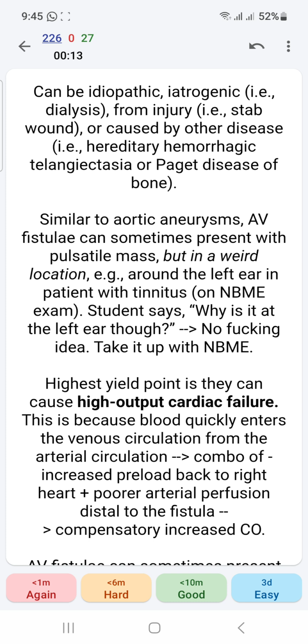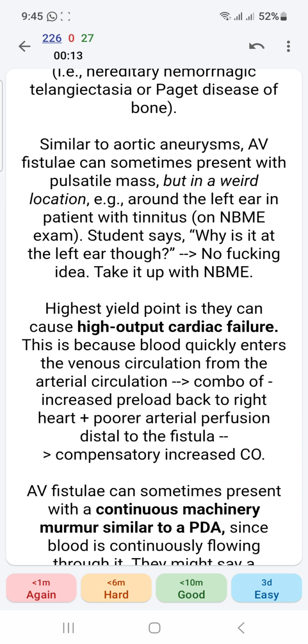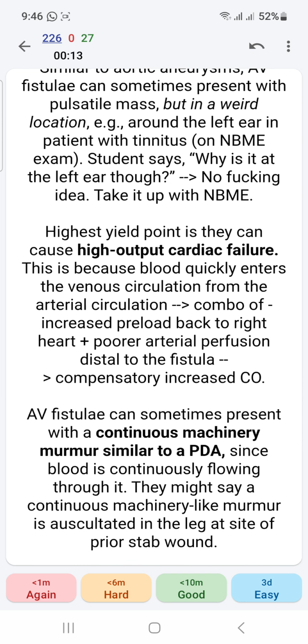Highest yield point is they can cause high output cardiac failure. This is because blood quickly enters the venous circulation from the arterial circulation. The combo of increased preload back to the right heart plus poorer arterial perfusion distal to the fistula leads to compensatory increased CO, cardiac output. AV fistula can sometimes present with a continuous machinery murmur, which is similar to a PDA since blood is continuously flowing through it.